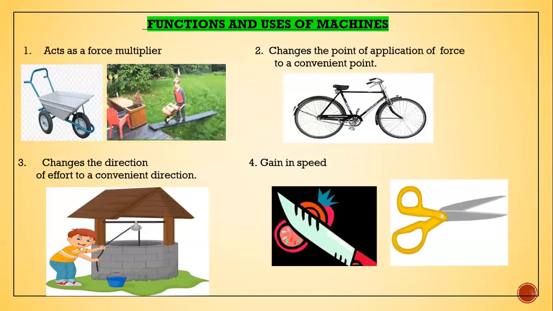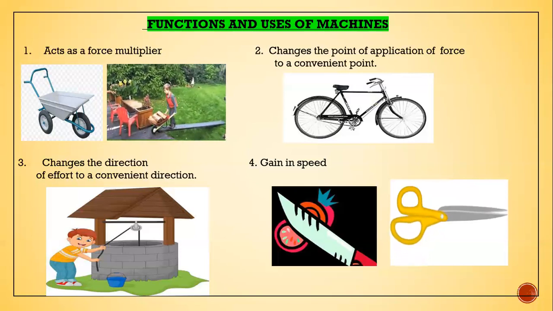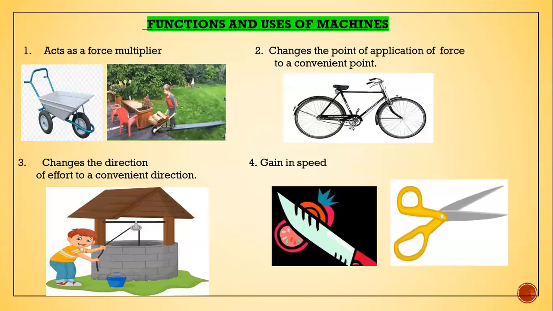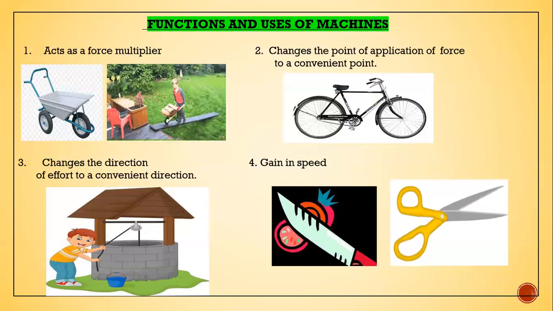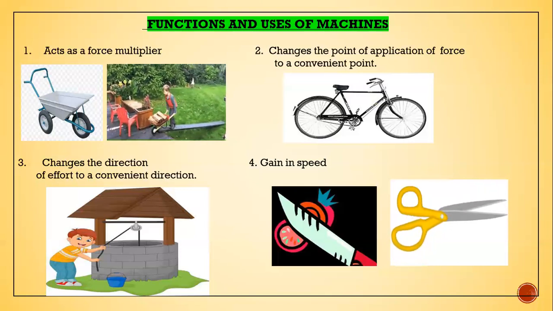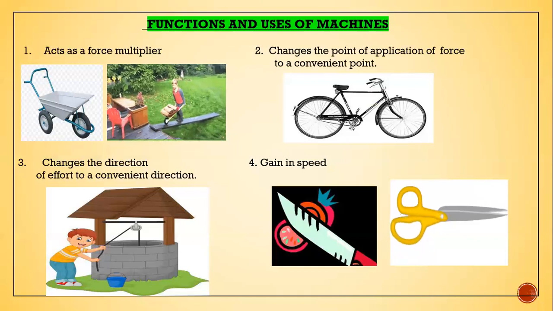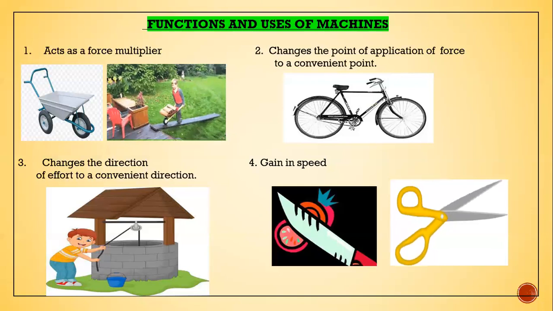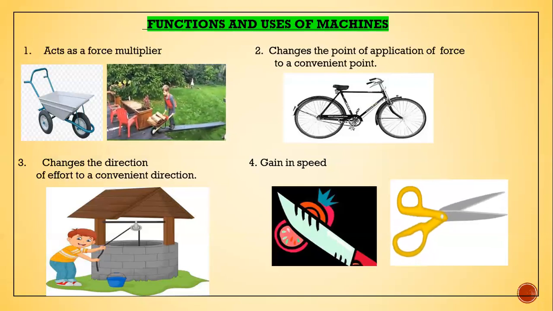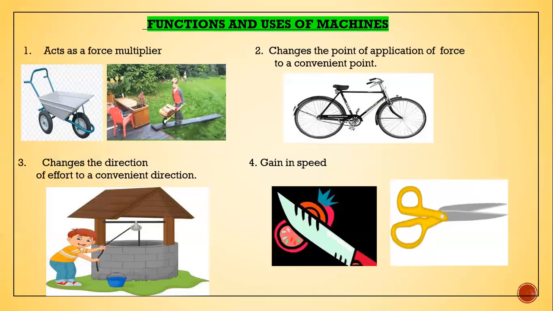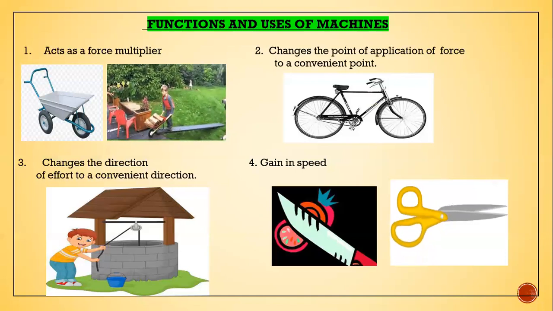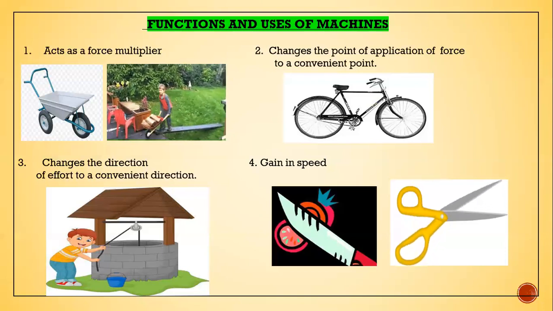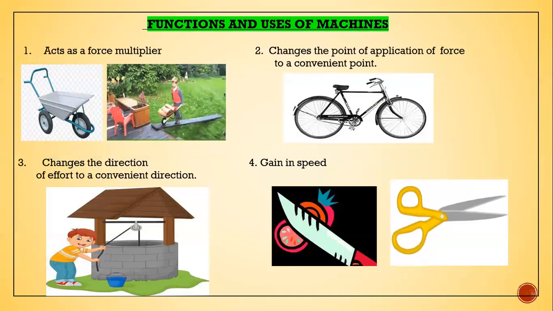Also, a machine changes the direction of effort to a convenient direction. Taking out water from a well by directly lifting up the bucket is very difficult. Instead, if we use a single fixed pulley, which is our simple machine here, and the rope is put across the pulley, the loose end of the rope can be pulled in the downward direction. And thus the bucket comes out of the well in a very convenient manner. Here we may also use our own weight as effort.